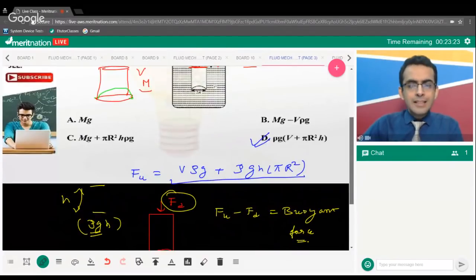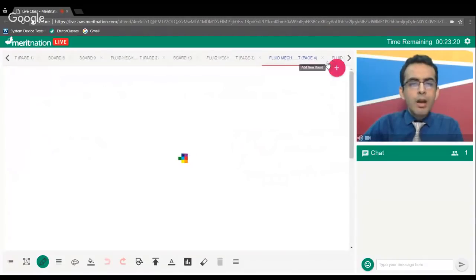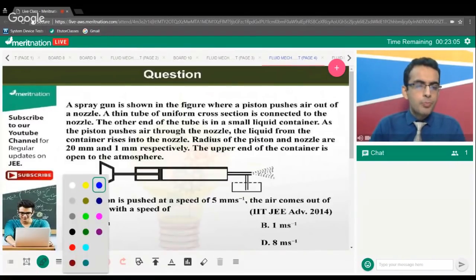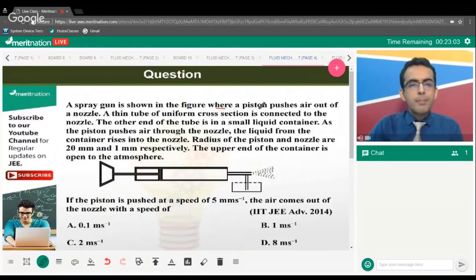So let's move on to the third question. And this question is based on the dynamic part of fluids. So what's given in the question? A spray gun is shown in the figure, where a piston pushes air out of a nozzle. So this one, you can see this is a spray gun and this is the nozzle. Okay.